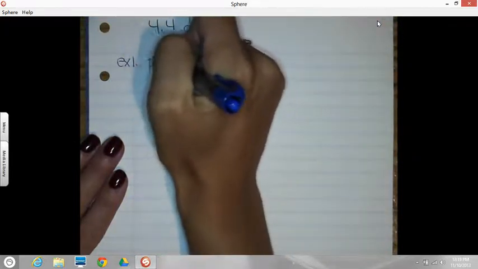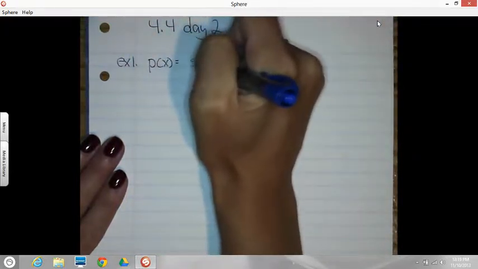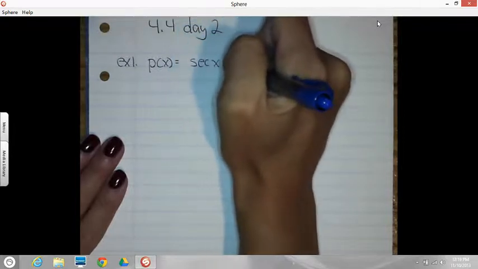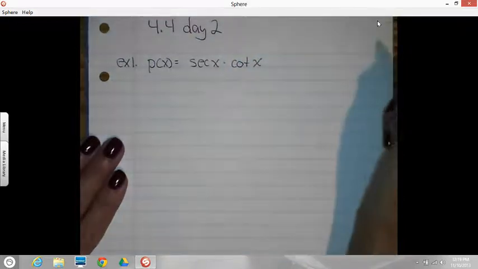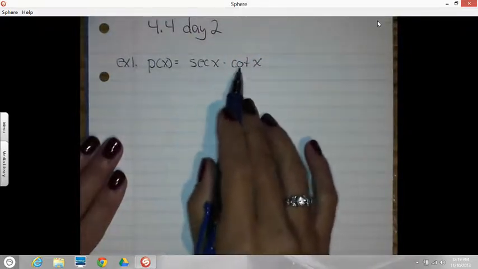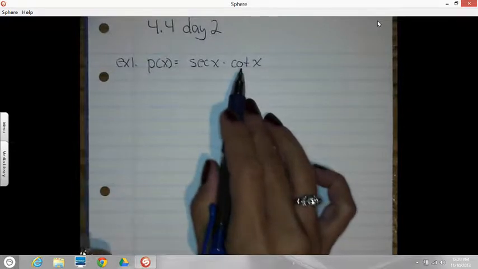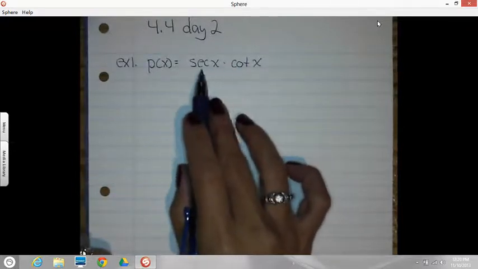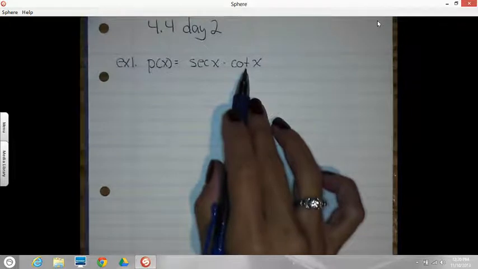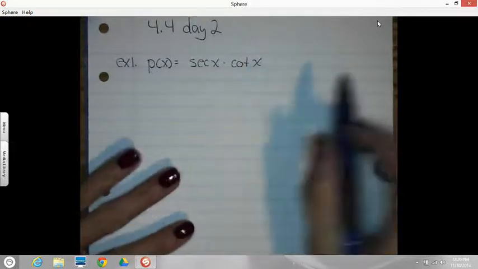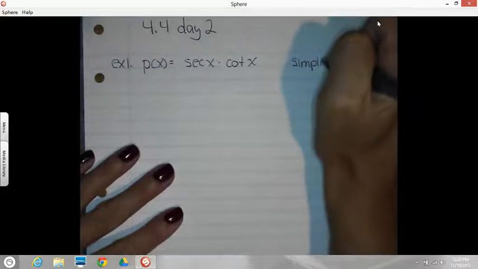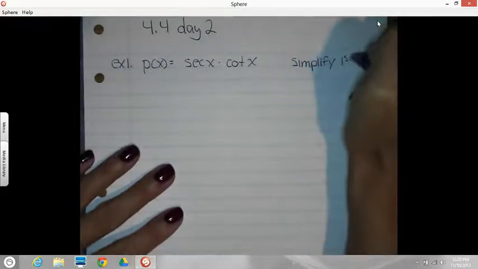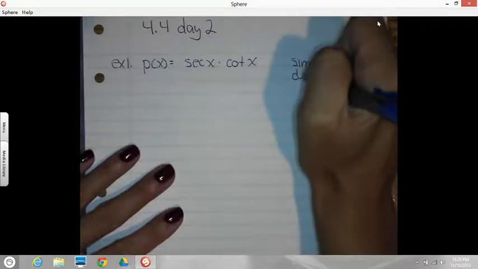Okay, when you see something like this, function p of x equals secant x times cotangent x, your first instinct might be to jump right into your product rule. But the rules are, if you see a couple of trig functions, you want to see if you can simplify them first before you jump into derivative. So we're going to simplify first, and then derivative after.